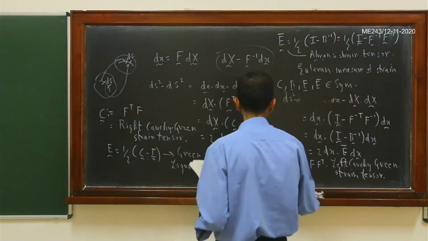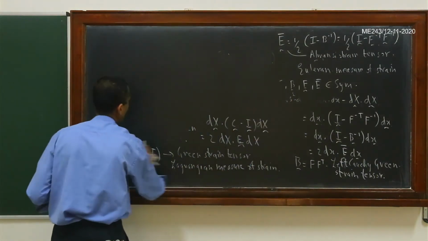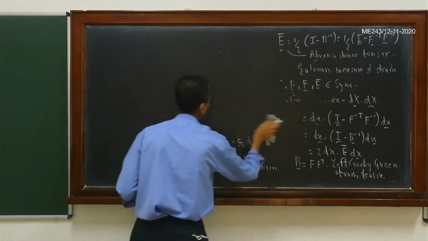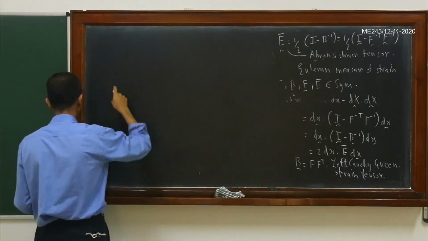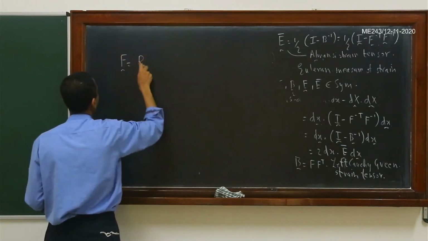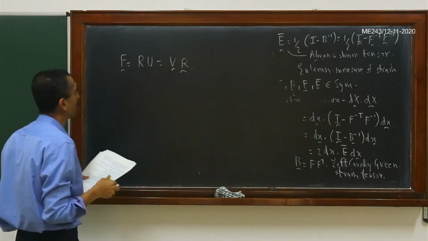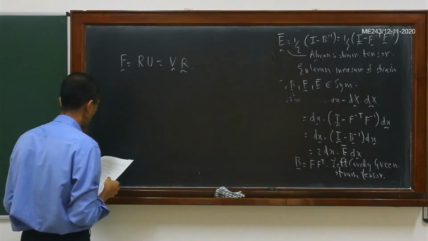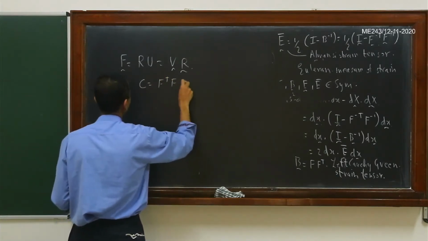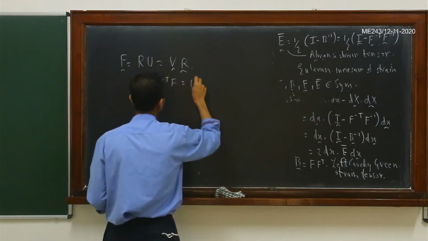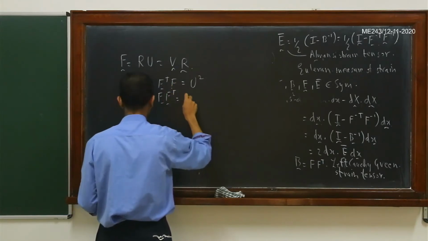And then you can always use the polar decomposition to decompose F as R times U, and also equal to V times R. So let us write that decomposition for this case. F is equal to R times U, which is equal to V times R. We use the polar decomposition applied to the deformation gradient, and so we will have that C is equal to F transpose F, that is equal to U square, and B is equal to F F transpose, that is equal to V square.